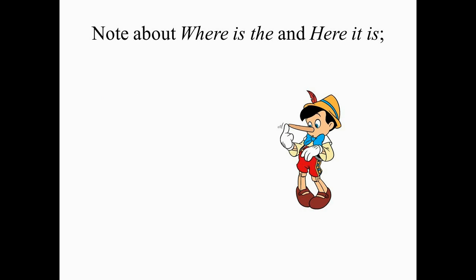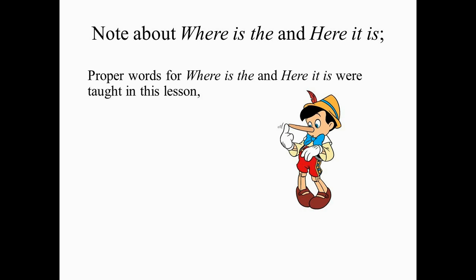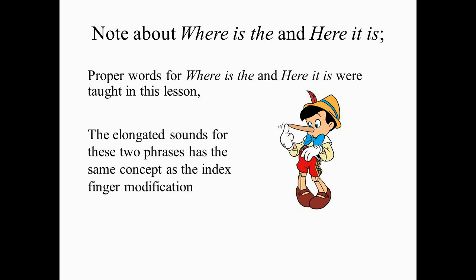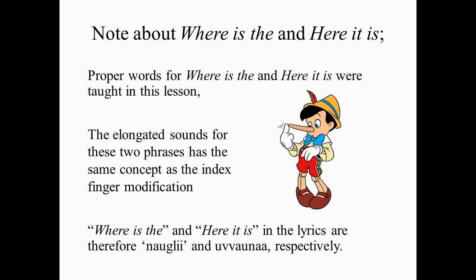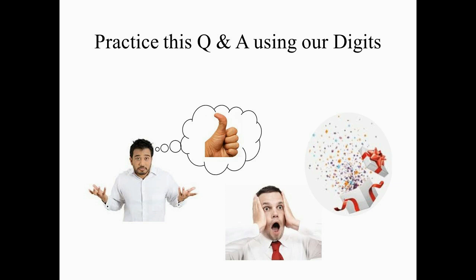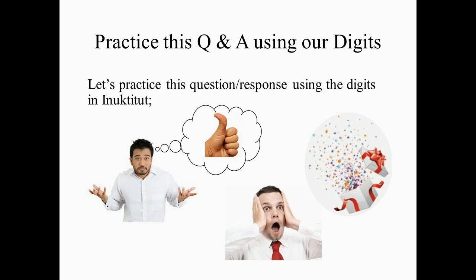Note, proper words for where is the and here it is were taught in this lesson. The elongated sounds for these two phrases has the same concept as the index finger modification. Where is the and here it is are naugli and uvauna respectively. Let's practice this question and response using the digits of our hand in Inuktitut. Let's begin.